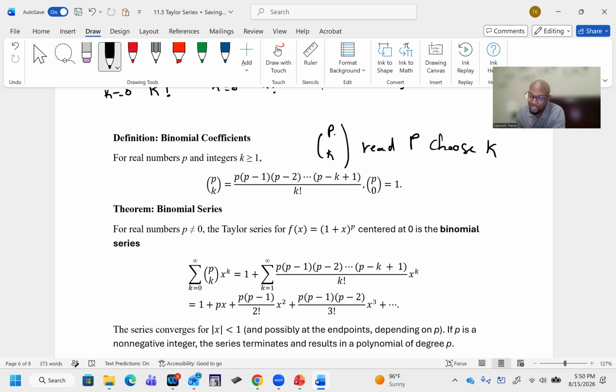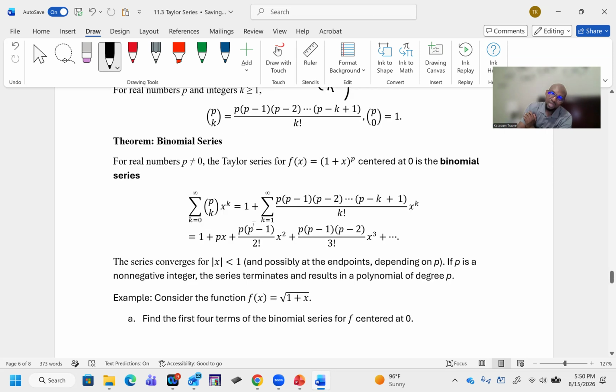So the first theorem that we have, again, I can give you some example about the binomial coefficient, but I believe you have already done some of them. So let's go to the theorem because this is taking a little bit of the time. So theorem of binomial series. For real numbers p different from 0, the Taylor series for f of x is equal to 1 plus x to the power of p, centered at 0, is the binomial series.